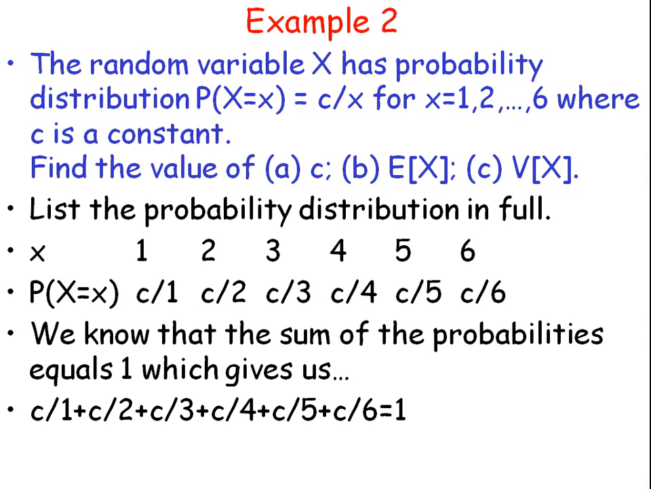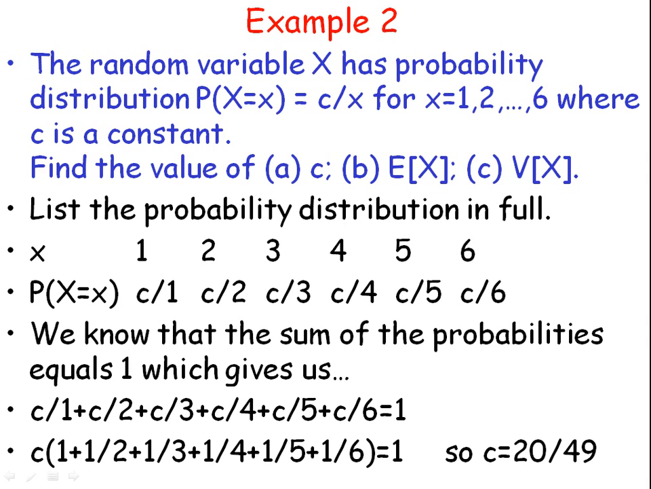Now you can take c out of there as a common factor. Think back to algebra and factorising. There's a c there in each of those terms. So if you take c out as a common factor, and then if you add up everything that's in the bracket, and then move that to the other side of the equal sign, you'll be left with what c is. And it works out that c is a fraction, it's 20 over 49.